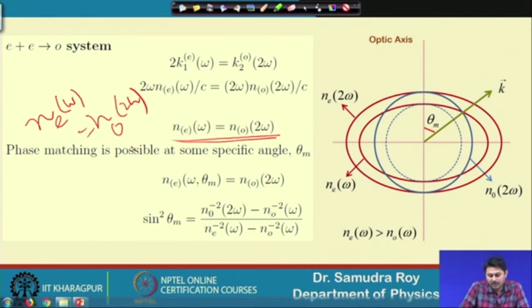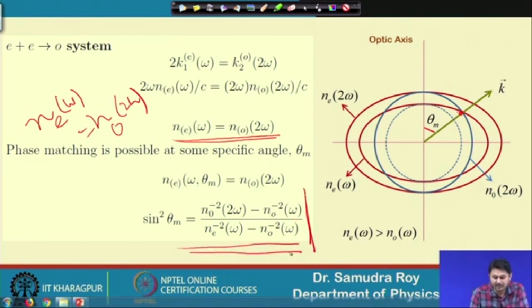So, if I now try to find out the picture, then obviously n_e of omega has to be greater than n_o of 2 omega. So, this is a crystal where this is possible at this point as shown here. Now, one can again find out the theta_m value. So, I can find out what is my theta, but there is a small difference between this expression and the previous expression. You have to be very careful. The previous expression we have already calculated. In a similar way, if you calculate, you can have a result something like this.